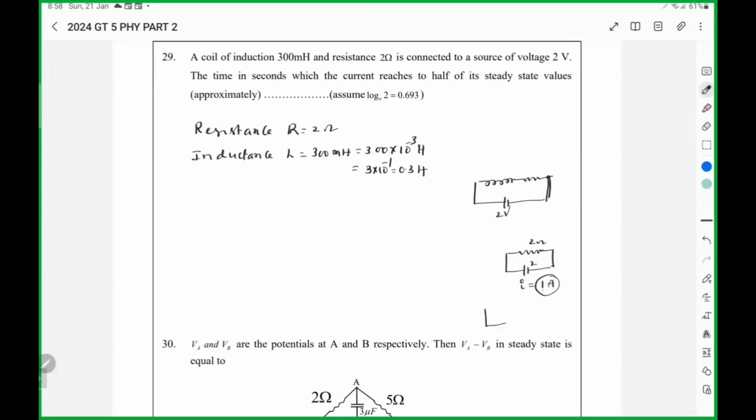When inductor is connected, so what will happen?